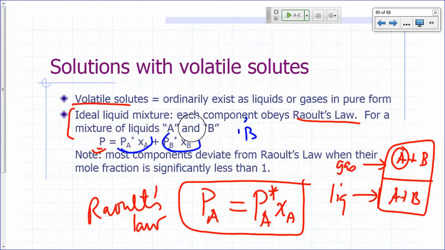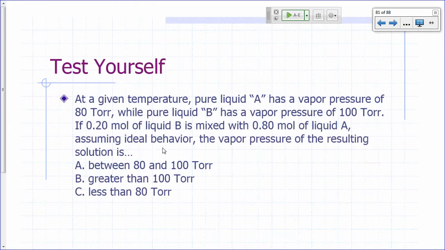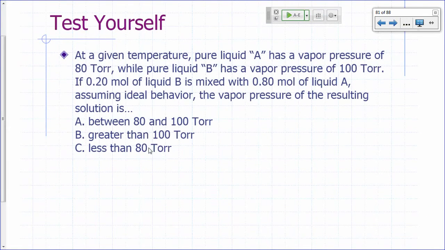Okay, so most components in fact do deviate from Raoult's law when their mole fraction is significantly less than 1. In those cases, we say they typically obey what's called Henry's law. But let's look at Raoult's law first. Let's look at the consequences of Raoult's law if both components of your mixture obey Raoult's law. Okay? So let's look at this question right here.